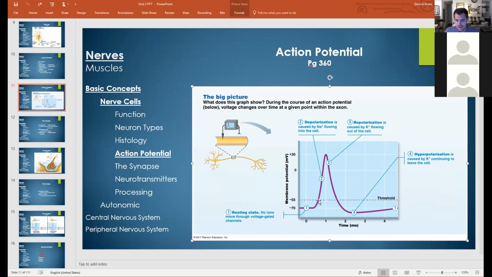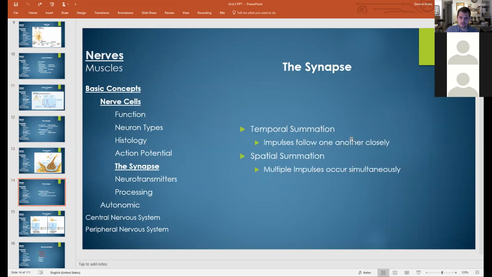Then spatial summation, that is essentially when you've got multiple axon terminals synapsing with multiple dendrites, and so the whole cell is receiving multiple inputs at a lot of different spots, so physical location. All right, so multiple impulses occurring simultaneously along that body. So you might have one coming in from over here and over here and over here all at the same time, and summed together they allow it to reach threshold.